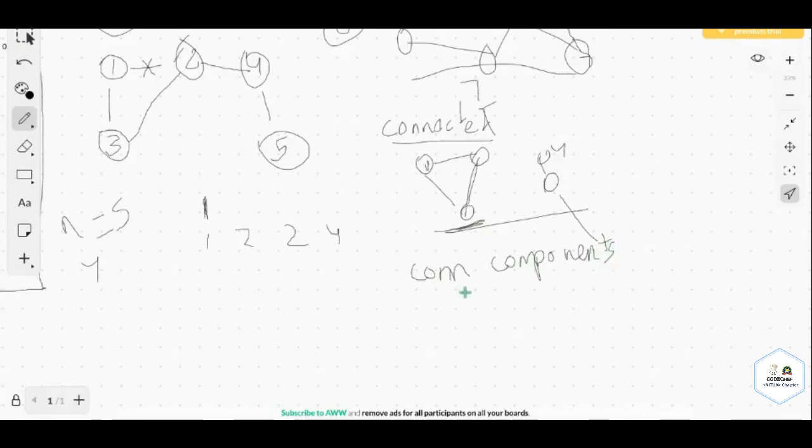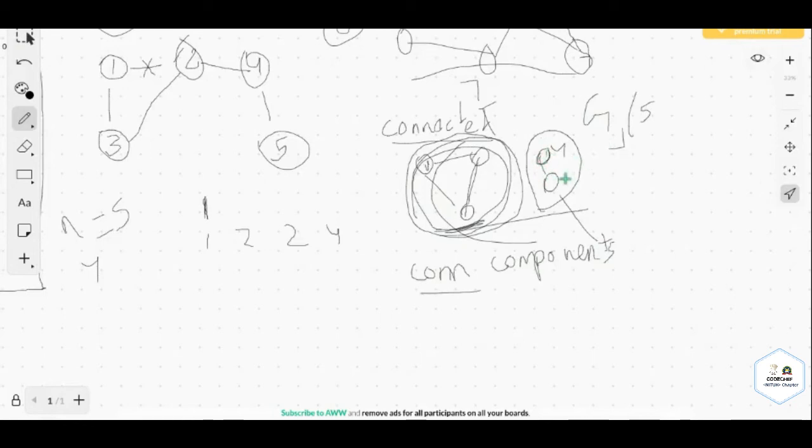Okay. So connected components means this part, this subgraph of this graph G1. This graph G1 has 5 vertices. Okay, so I am calling this whole graph as G1. Now this subgraph of this G1 is connected, and this subgraph consisting of 2 nodes is also connected. Okay, so it is also a connected component. So number of connected components in G1 is what? 2.